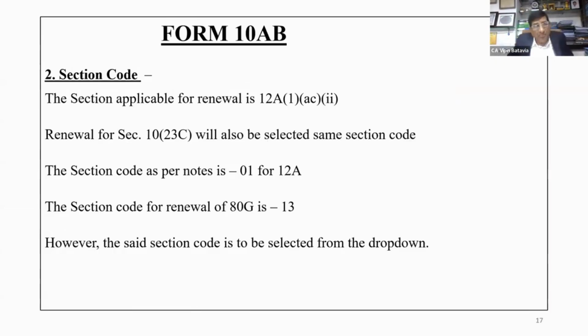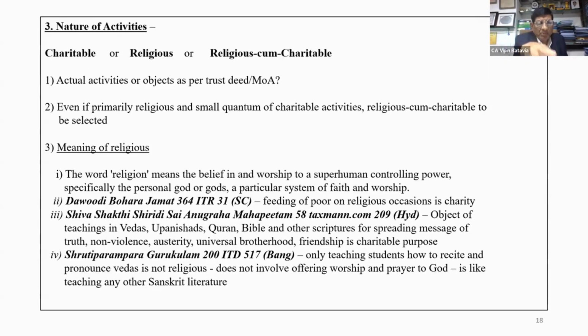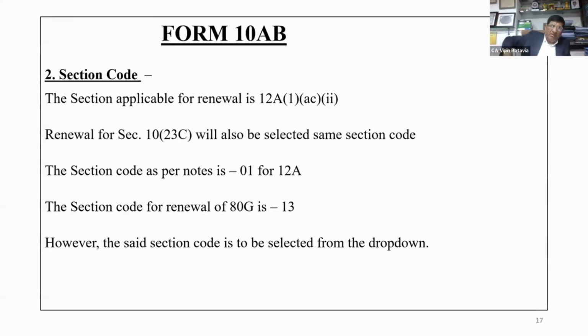Now, coming to the form. Here in the form, the section code is to be mentioned: 01 for 12A, and for 80G it is 13. It will come under the drop down. And for subclass 2, it is 01. In the notes, it is given.